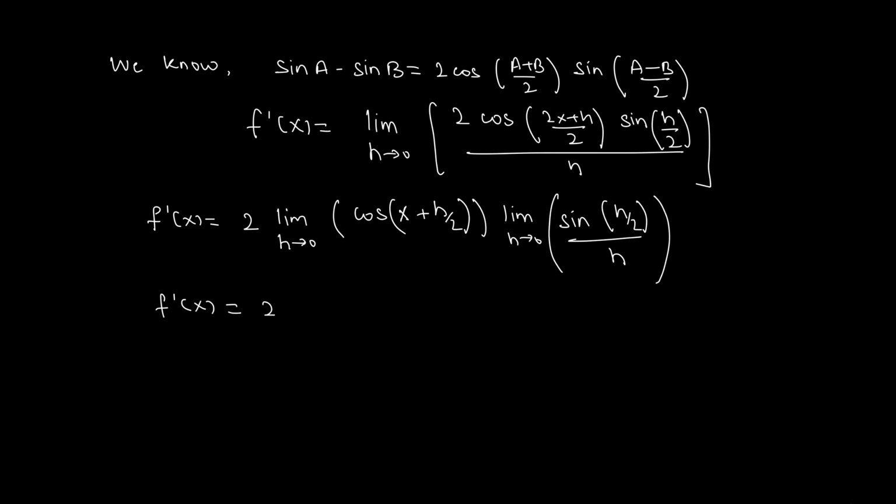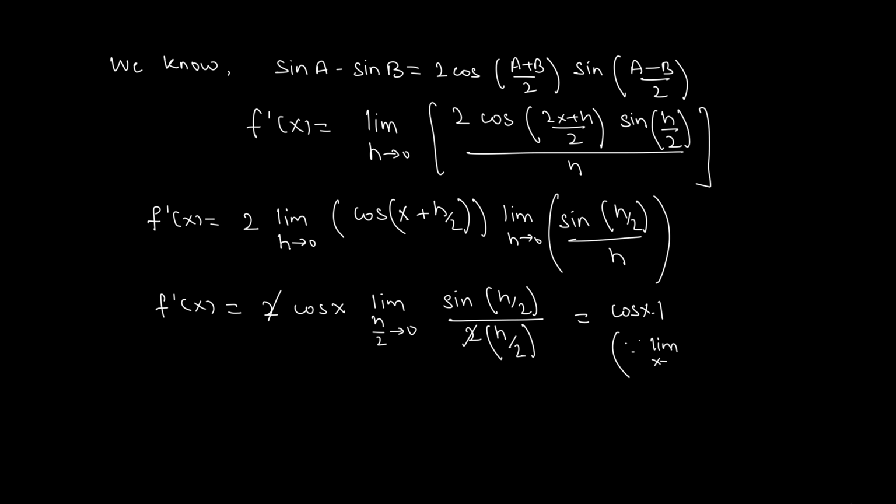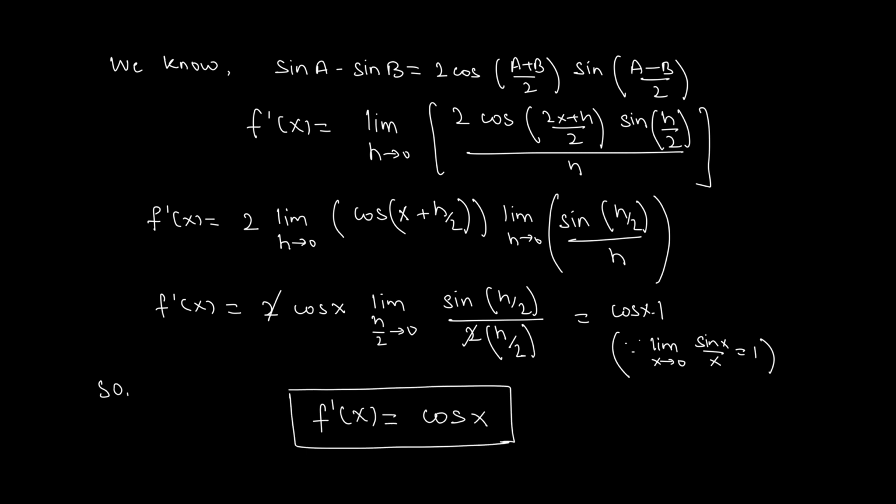f dash x equals 2 cos x, limit h by 2 approaches 0 of sine of h by 2 over 2 into h by 2, where 2 and 2 cancel out, and it turns out to be cos x into 1, because limit x approaches 0 of sine x upon x equals 1. So the derivative of the function is cos x.